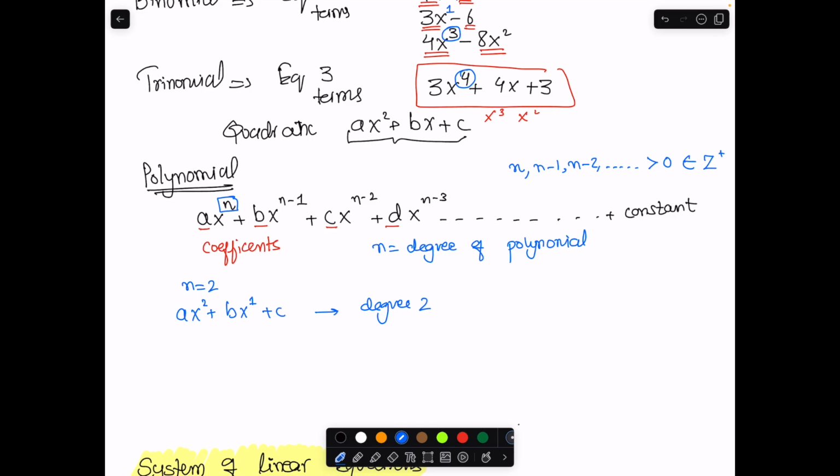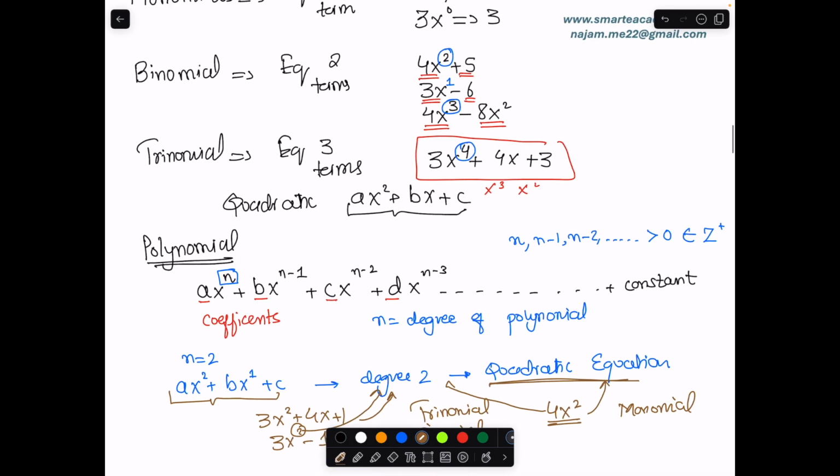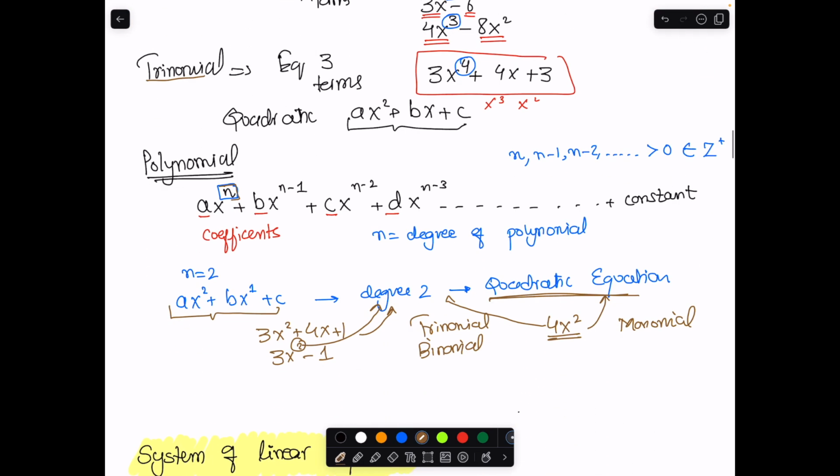And a polynomial with degree 2 is what we call a quadratic equation or a quadratic function. Now, it is not necessary that a quadratic function will always be a trinomial. 3x squared plus 4x plus 1 is indeed degree 2, a quadratic equation, and it is a trinomial. But 3x squared minus 1 is again degree 2, a quadratic equation, but it is a binomial. Similarly, 4x squared is again a quadratic function with degree 2, but in this case it's a monomial. So do not confuse these terminologies. Monomial, binomial, trinomial talk about the number of terms in the expression, whereas n talks about the degree.